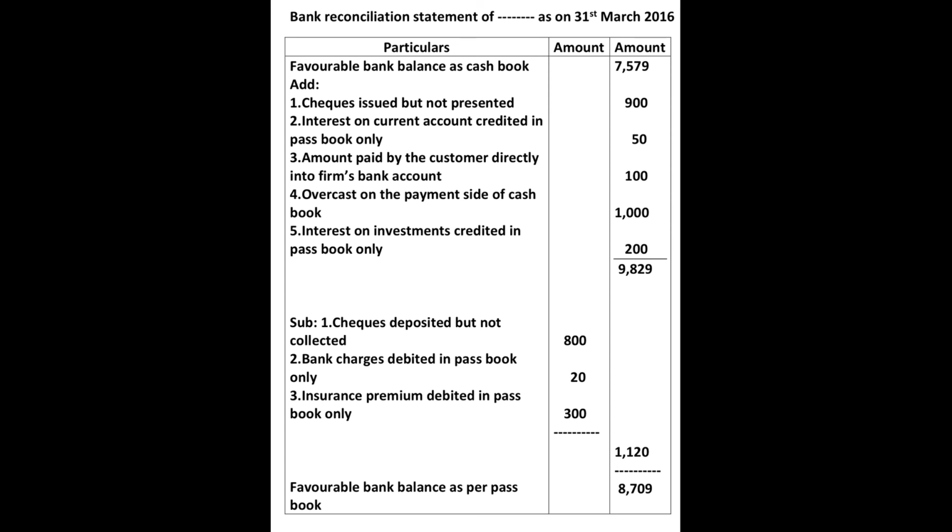If answer is plus value, then in particulars column we have to write favorable bank balance as per passbook. If answer is a minus value, you have to write unfavorable bank balance as per passbook.